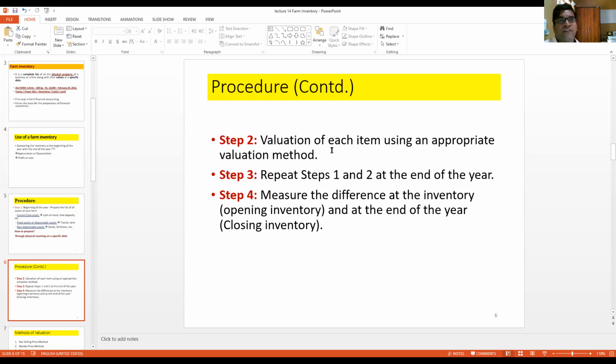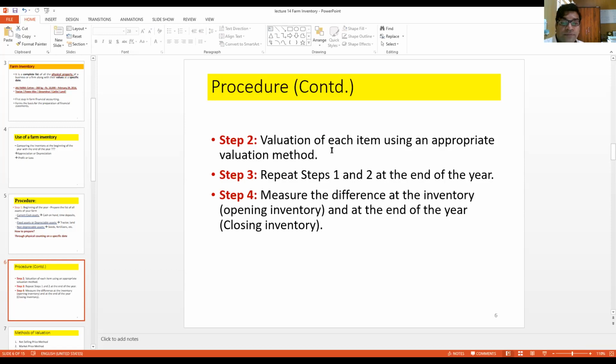For example, let us take farmyard manure. The farmer has got farmyard manure, which he has produced on his farm, on his own. If he has produced farmyard manure, then how to value it? Since the farmer has not purchased from the market, how to value it? Like tractor, how to value it? Because tractor is a depreciable asset. It will depreciate over the time period. How to value it? In depreciation, we have three different methods, which we have seen. Straight line method, then diminishing balance method, then sum of years digits method, SLM, DBM, SYD. So which method to use, which method is appropriate, right? So there are so many valuation techniques.